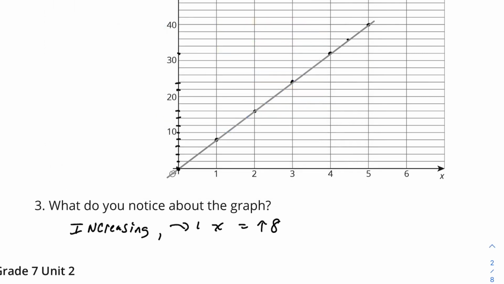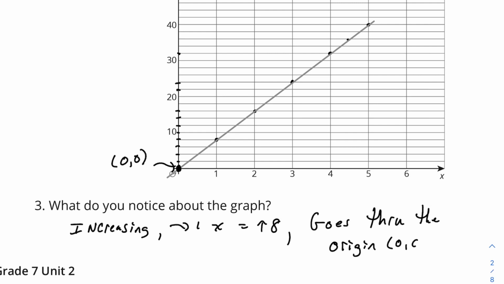And that's an important thing to notice. Whenever we have a proportional relationship, our line will always go, or even if it's not connected, the imaginary line will go right through our origin. If it doesn't go through the origin, it doesn't indicate a proportional relationship. So that's one important thing to notice. It goes through the origin. Remember, the origin is always the point 0, 0.